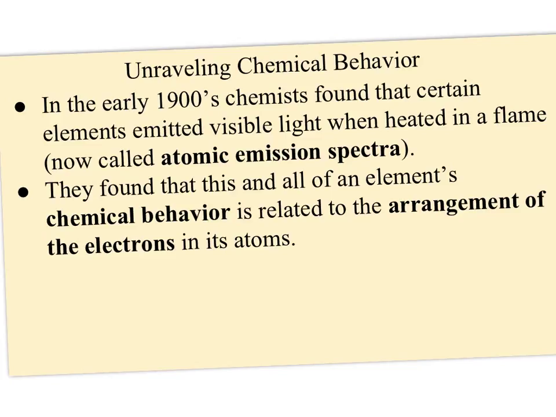We're actually going to look at this in class with some flame tests, and it's really cool. In fact, this is what goes on in fireworks. You're seeing the different colors being emitted by metals when they're being heated as the firework explodes. So scientists found that this and all of an element's chemical behavior is connected to how the electrons are arranged in the atom, or in the cloud.